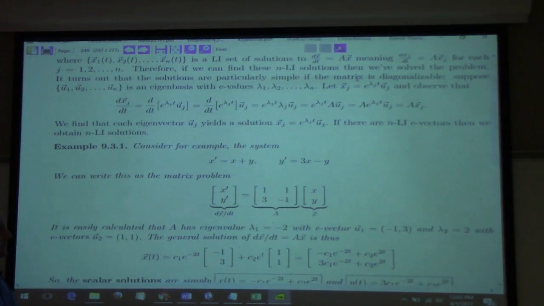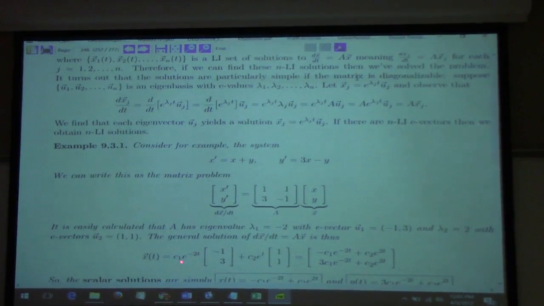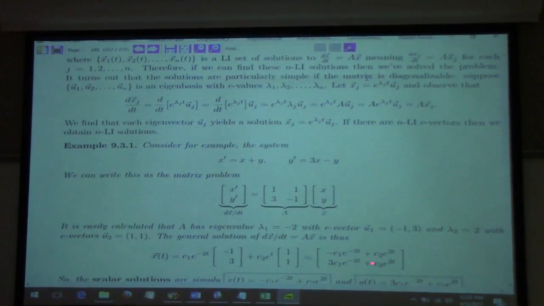So I'll just look at a specific example. x prime equals x plus y, y prime equals 3x minus y. When we translate that into the matrix normal form, it looks like this. And so then we can look for eigenvectors and eigenvalues. It turns out that the eigenvalue of this matrix is -2 with eigenvector (-1, 3), and then +2 over here with eigenvector (1, 1). So using this derivation I just did, here's the solution, constant times the first solution plus another constant times the second solution. This is the general solution to this differential equation.